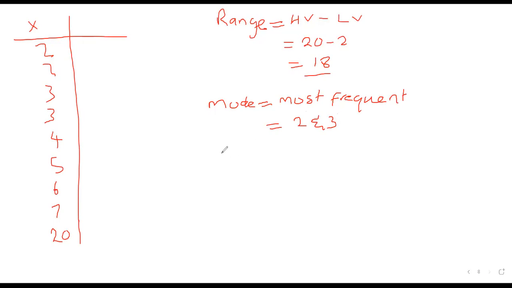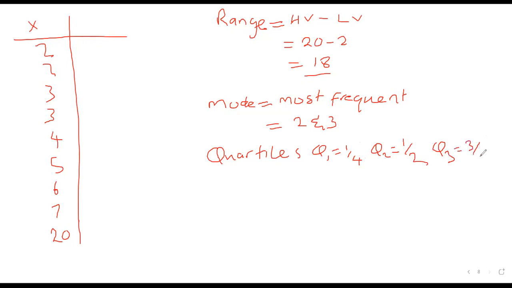Then we go to the quartiles. There are 3 quartiles. We have Q1, the first quarter. We have Q2, which is half, and we have Q3, which is 3 quarters.